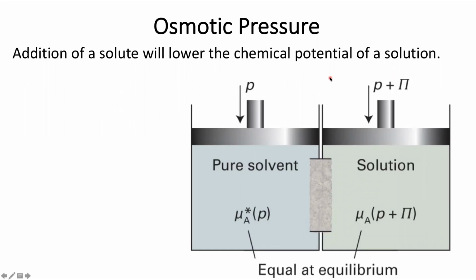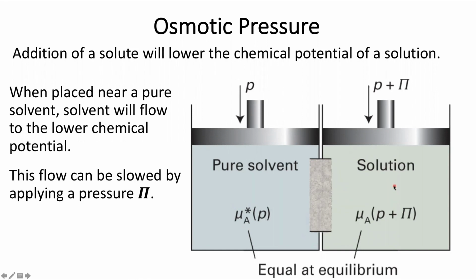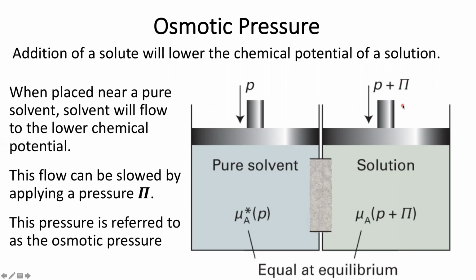And one of the ways we can essentially take advantage of this is that when you place essentially a pure solvent next to a solution, you're going to see a certain flow of the solvent to essentially the system that has a higher concentration of impurity. So essentially towards the mixture. Well, it turns out that you can actually slow down this process by applying a pressure, pi, which we're going to call the osmotic pressure. So this is essentially the amount of pressure that it takes to essentially impede the flow of solvent.